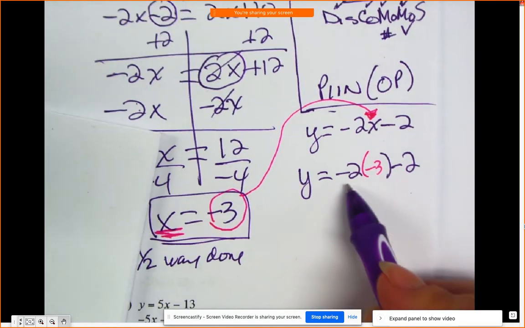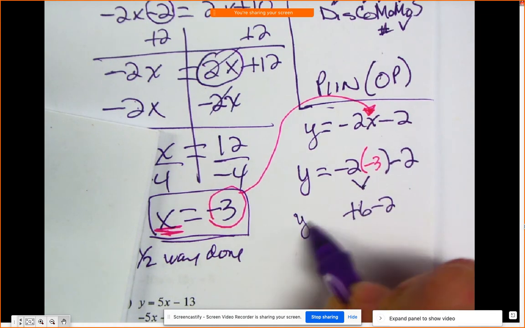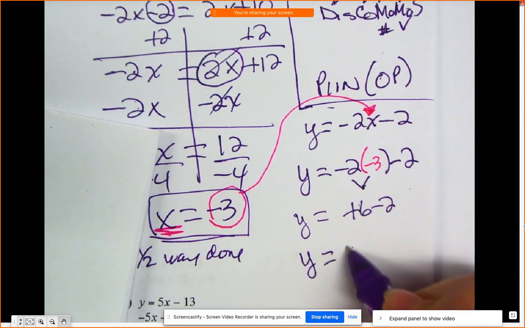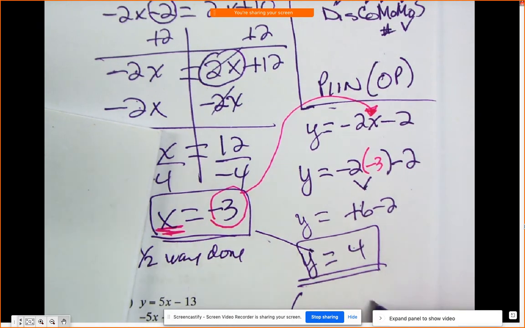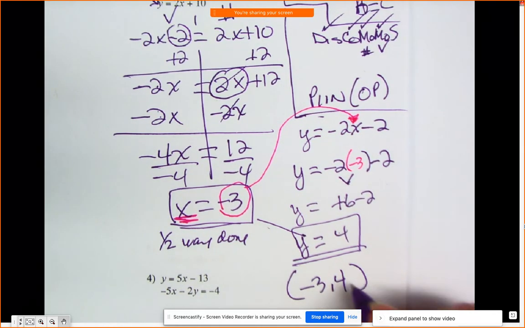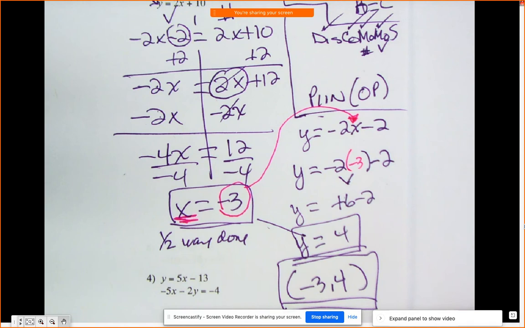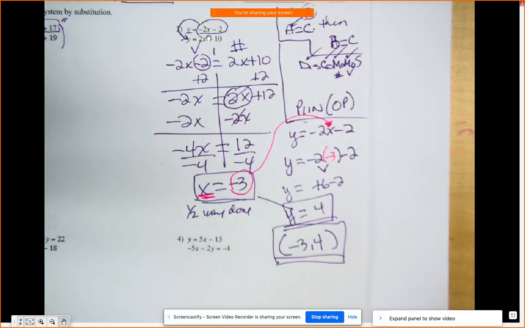Now I'm going to solve this. Negative 2 times negative 3 is positive 6 minus 2. The math should not be hard today, so y equals 4. I now have my x and y. You write them as an ordered pair. The x value is negative 3, 4. This is the point of intersection of these two lines. That is the solution for that system of equations without graphing.